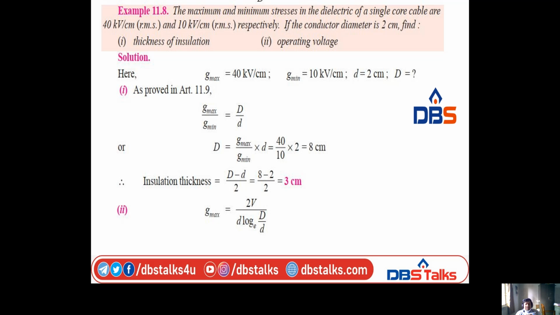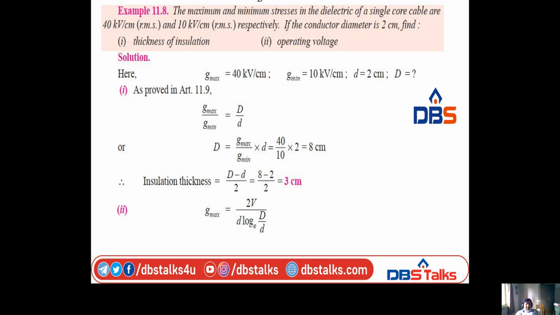Another problem: the maximum and minimum stresses in the dielectric of a single core cable are 40 kV per centimeter RMS and 10 kV per centimeter RMS respectively. Maximum stress is at the conductor, minimum stress is at the lead sheath. If the conductor diameter is 2 centimeter, find the thickness of insulation and operating voltage.